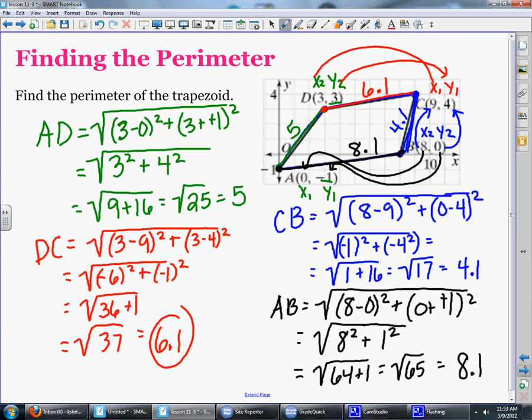So now if we want to know the distance around, we have to add all the side lengths together. So we have 5, 6.1, 4.1, and 8.1. Add those together, and we get 23.3 is the perimeter around that quadrilateral.